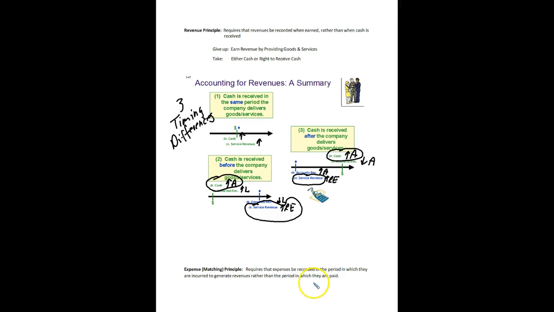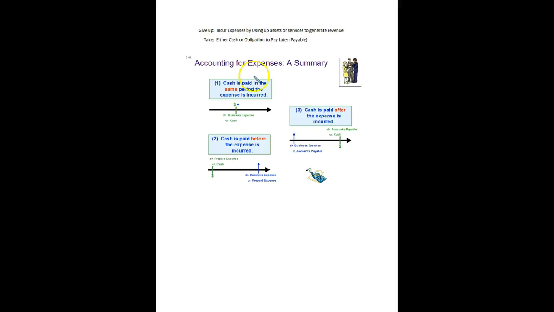Okay, same thing with expenses. So we want to record expenses in the period in which they're incurred to generate revenues, rather than when they're actually paid. So we can see the same thing with expenses. The expense can be incurred and paid at the same time. Expenses are debited, causing retained earnings to go down. Cash is credited, causing assets to go down. So we give up cash, and we receive these expenses.